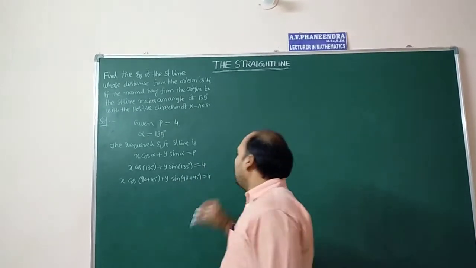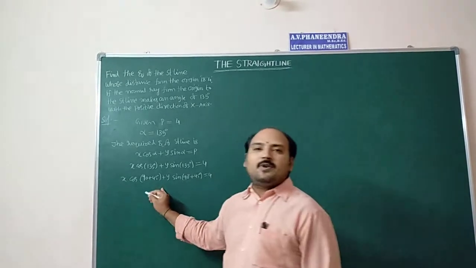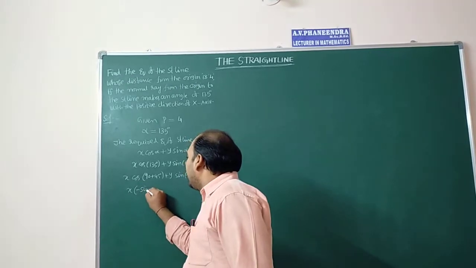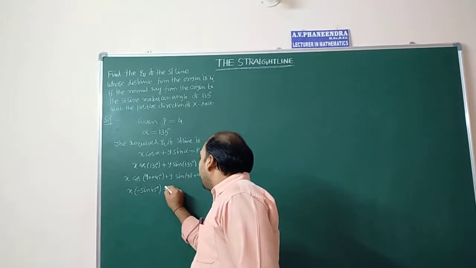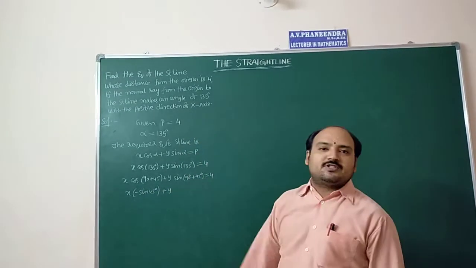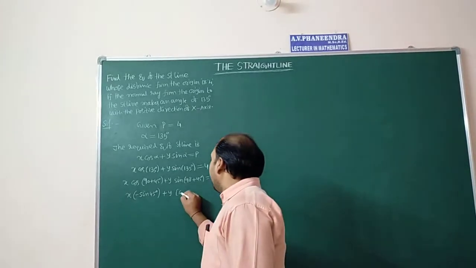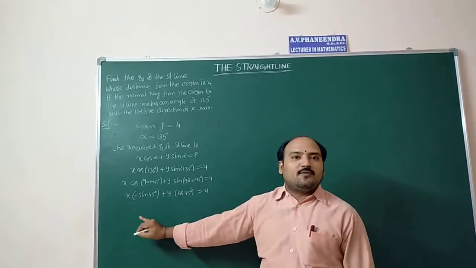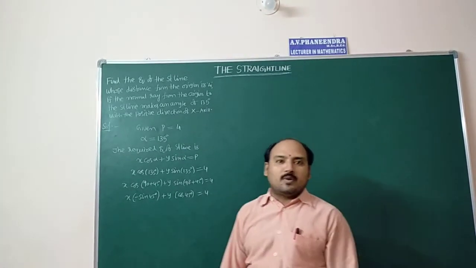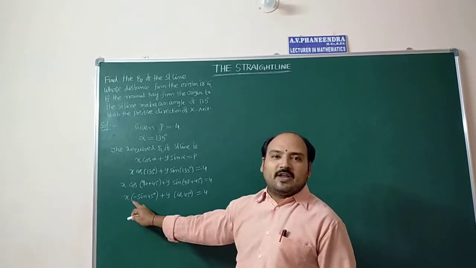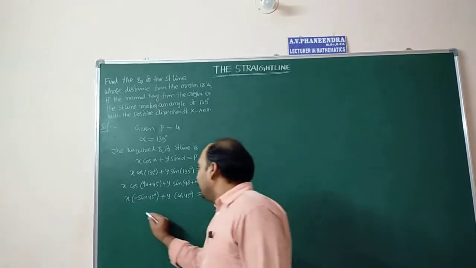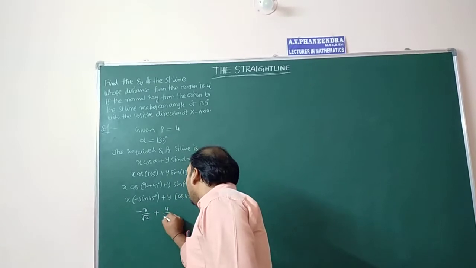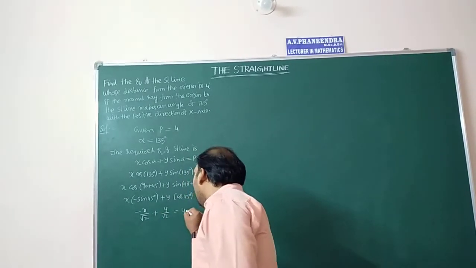is equal to 4. Cos of 90 plus theta is minus sin theta. Therefore, x into minus sin 45 plus y into sin of 90 plus theta, which is cos theta. So cos 45 is equal to 4. We know that sin 45 and cos 45 both are equal to 1 by root 2. So here minus is there, minus 1 by root 2 will come here, plus 1 by root 2. So minus x by root 2 plus y by root 2 is equal to 4.